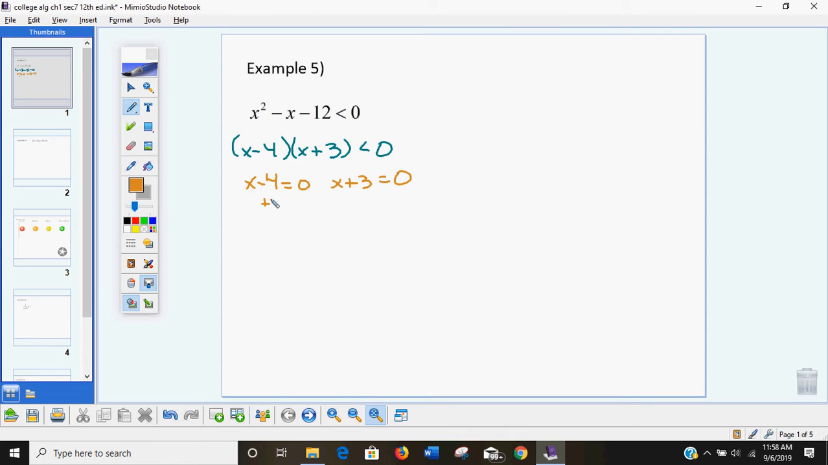Add 4 to both sides here. We want to get x by itself. So I get x equals 4. On the other side, subtract 3 from both sides. I get x equals negative 3. Now these are the two numbers that I want on my number line. Negative 3 would obviously be on the left because it's smaller. Positive 4 on the right.